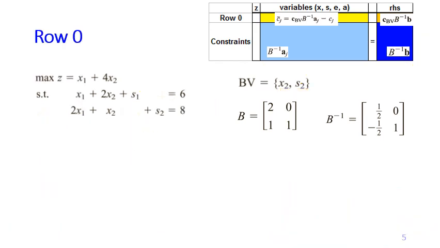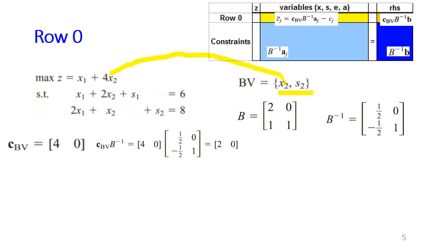For row 0, other than B inverse, we also need to have CBV. The CBV is 4, 0 because these are our basic variables: the cost for x2 in the original problem is 4, and the cost for s2 in the original problem is 0. We don't have s2 in the row 0 of the original problem. So CBV equals 4 and 0. And then we calculate CBV B inverse, and this is our result.